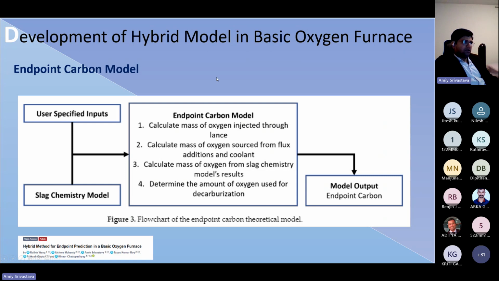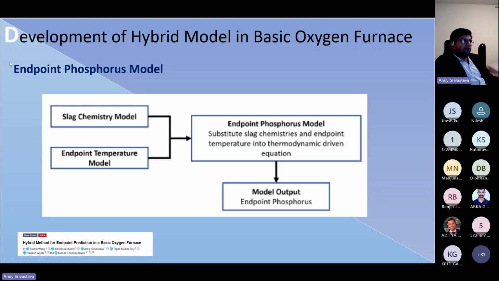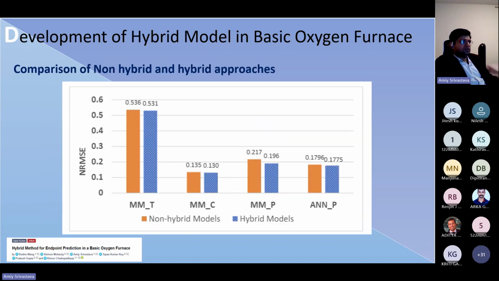These are all related to our theoretical model. We performed heat balance as well, and for the heat balance we developed this endpoint temperature model. And like the phosphorus model, we already had it, so we used the same model. We did not calculate anything new. But we had new data sets, so we used the new data set on our old equation. So that's how we calculated the phosphorus model.